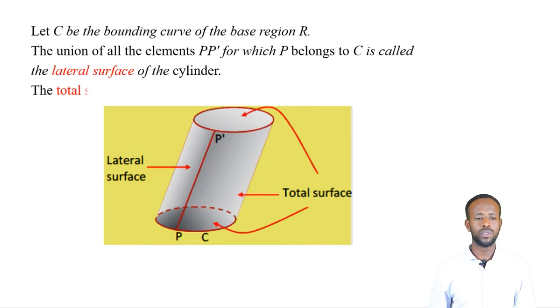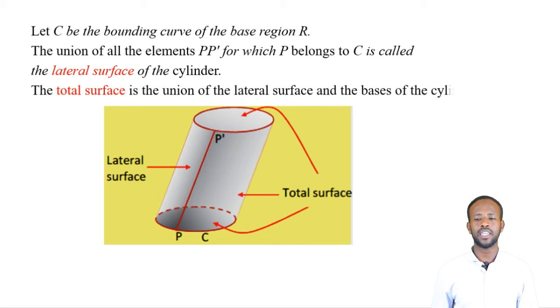Total surface area. The total surface is the union of the lateral surface and the base of the cylinder.